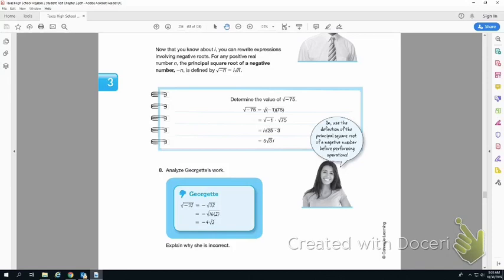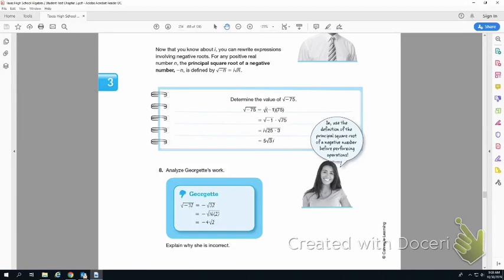Okay, so it says, now that you know about I, you can rewrite expressions involving negative roots. For any positive real number n, the principal square root of a negative number, negative n, is defined by the square root of negative n equals I times the square root of n. All this means, and I think this becomes harder the more you overthink it, is if I've got the square root of negative any number, I don't care what it is, the very first thing I'm going to do is pull an I out, because the square root of negative 1 is I. So I pull that I out of there, and then I have to simplify that, which we're going to talk about in just a second. Okay.